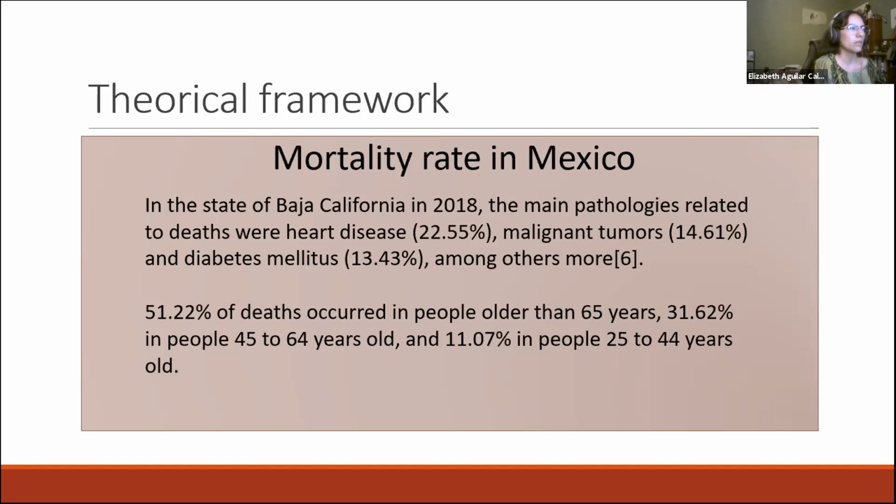41.22% of deaths occur in people older than 65 years old, 31.62% in people 45 to 64 years old, and 11.07% in people 25 to 44 years old.